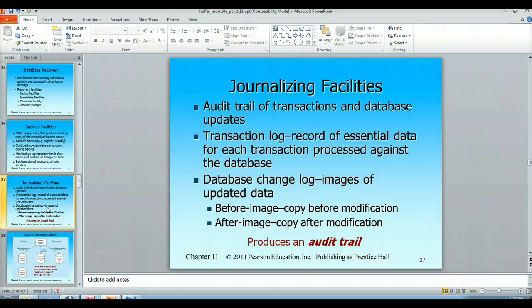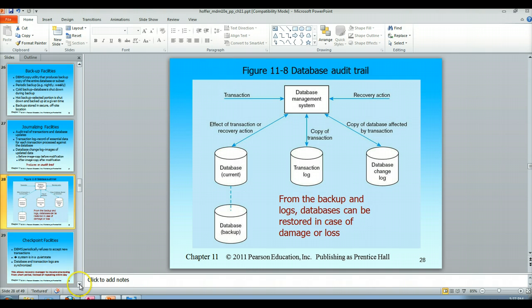There's also a database change log, which will keep track of and make images of updated data. So we have before images and after images, all of which, when you put it all together, produces what's known as an audit trail.